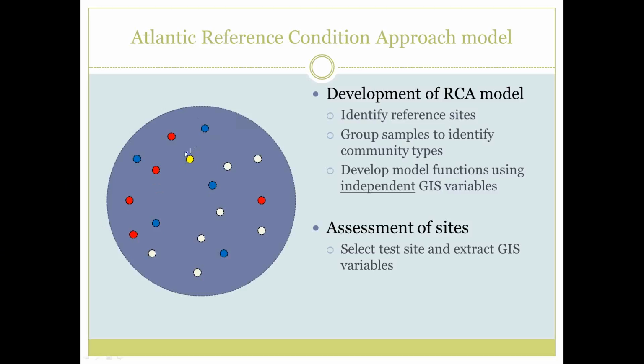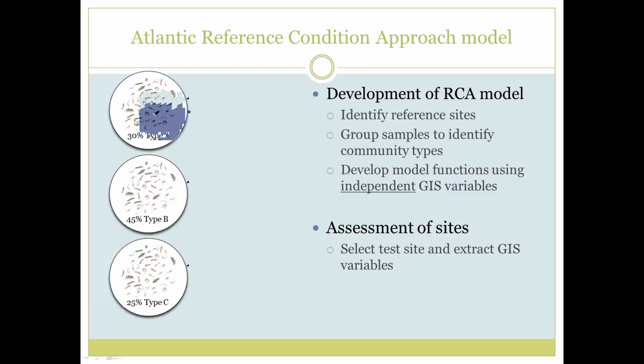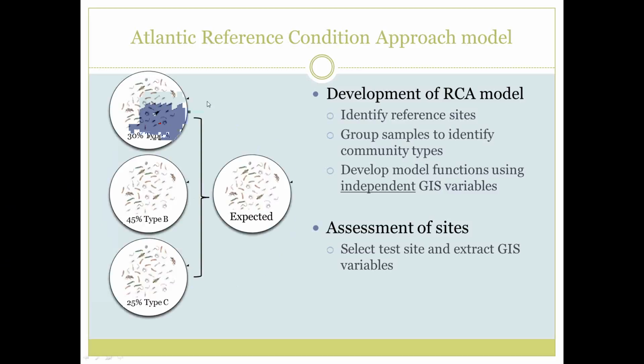So in the event that there is no stressor in that particular test site, so we've just gone out and sampled it, if there was no stressor in that site, then this is what our community should look like. And so we can visualize that here. And then we combine those three different ones, and that creates our expected community at our test site.